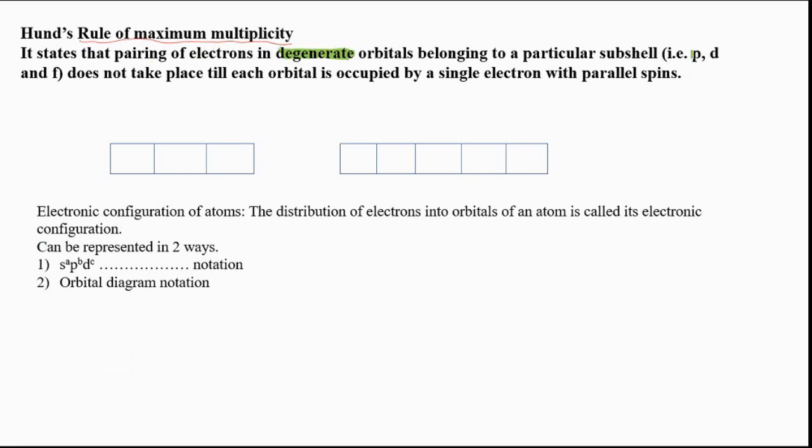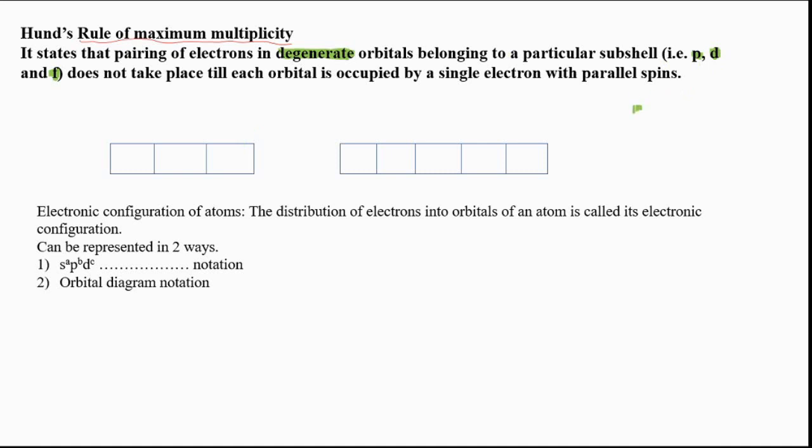So let's say I'm filling a p subshell, which has three orbitals, or a d subshell, which has a total of 5 orbitals, or an f subshell. So s, p, d, f are the subshells, and the various numbers of ml values give us the number of orbitals in these subshells. So each subshell will have some number of orbitals.